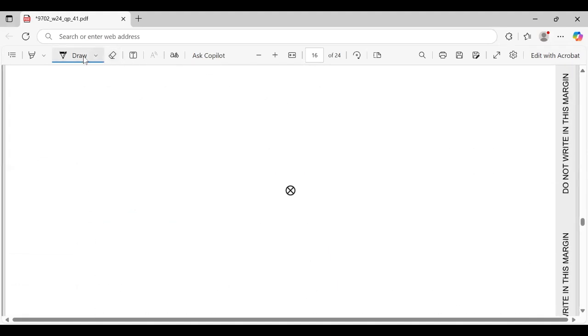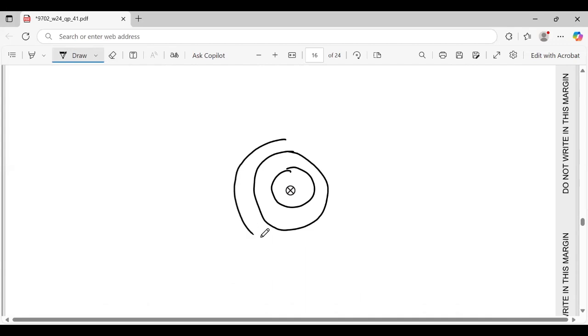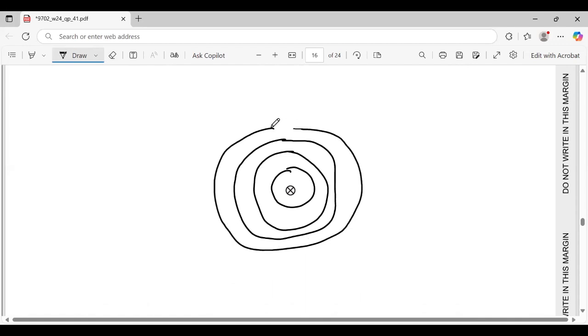Okay, I would like to sketch first, second, the third, and the fourth. Now the direction is based on the right hand rule, like this, the arrows. Okay. Next question.